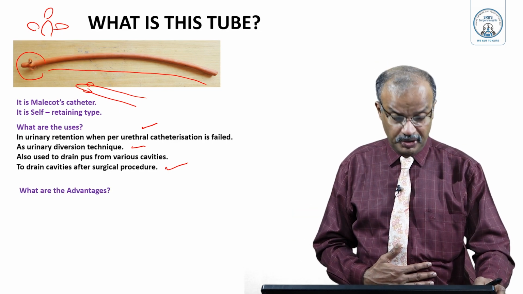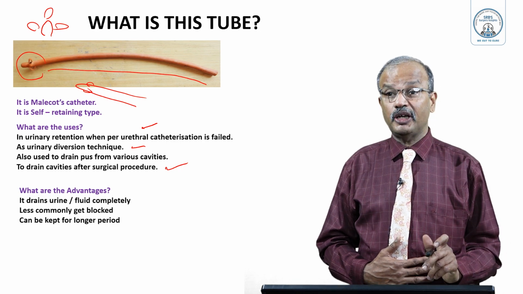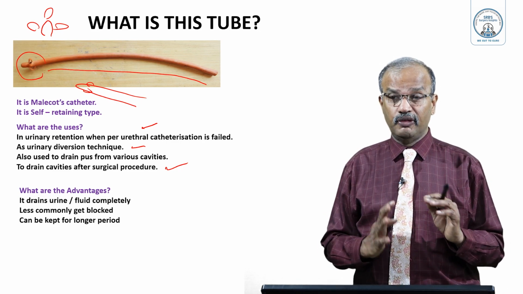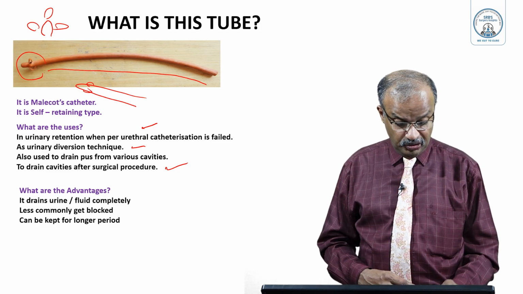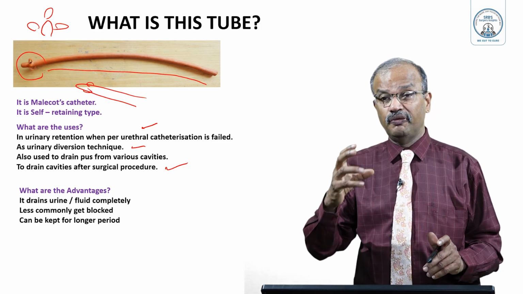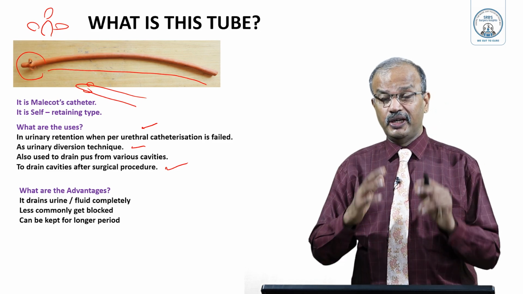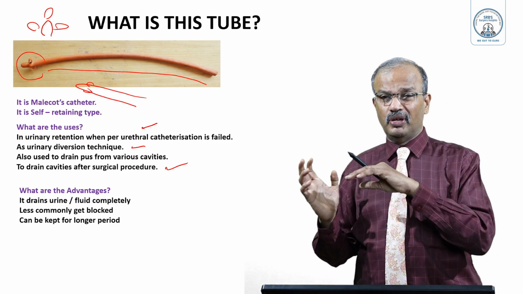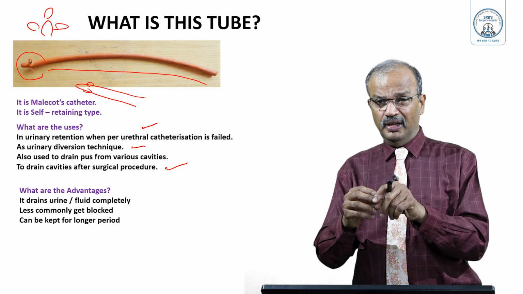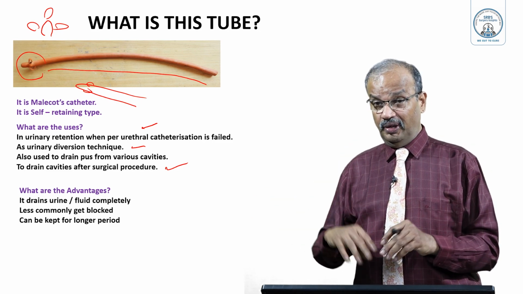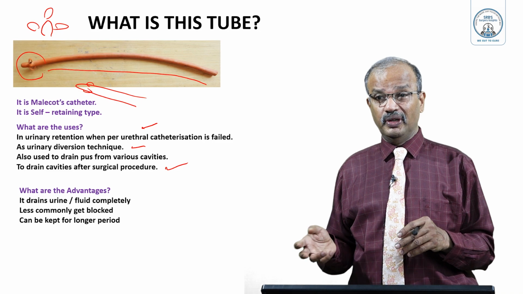What are the advantages? It drains urine and fluid completely, as I said. So it drains completely. It won't get infected, unlike Foley's catheter. Less common to get blocked. It's very stiff. It contains sulfur, very stiff material. Can be kept for a longer period. Another advantage is once the track is formed, maybe after 1 month or so, you can stretch it and remove it, and put one more one. So you can replace it with one more tube at a later period.